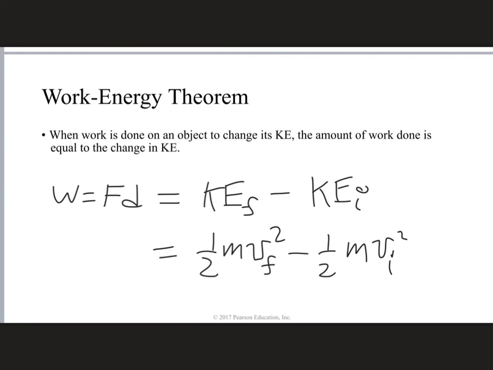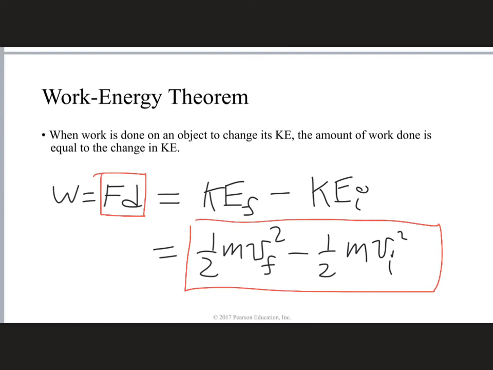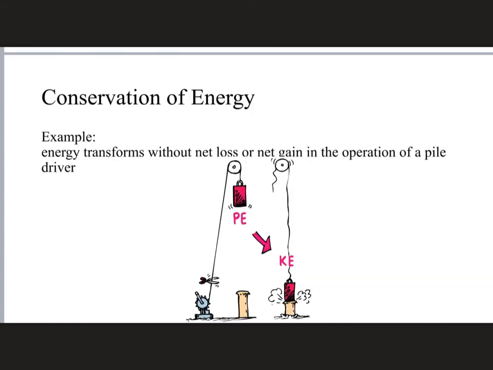The key things here that we want to look at are the force times the distance, that's the work, and 1/2 m v final squared minus 1/2 m v initial squared, that's the change in kinetic energy. The two things I've circled in red here, that's really the work-energy theorem. The force times the distance equals 1/2 m v final squared minus 1/2 m v initial squared.